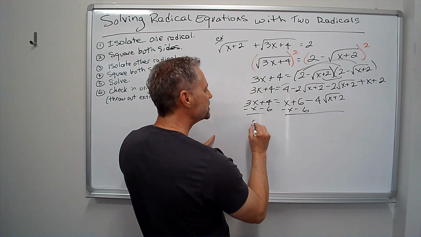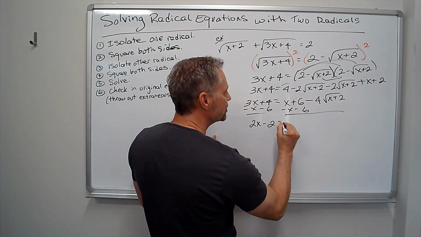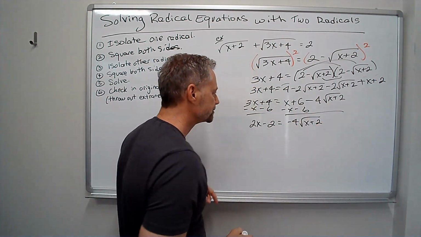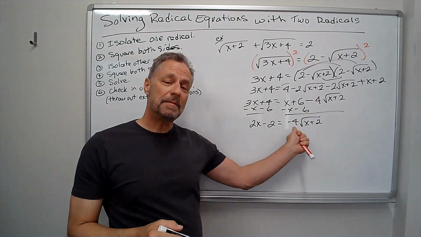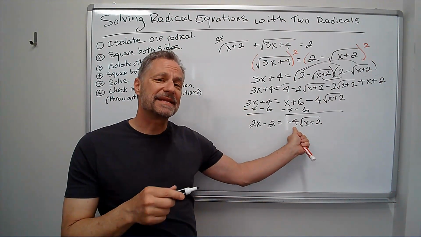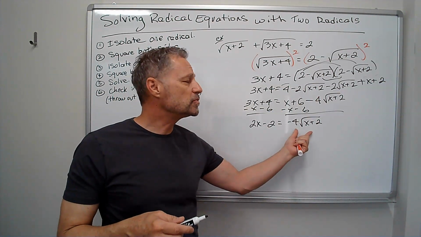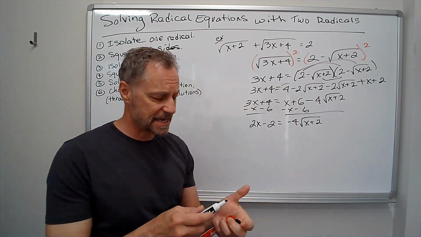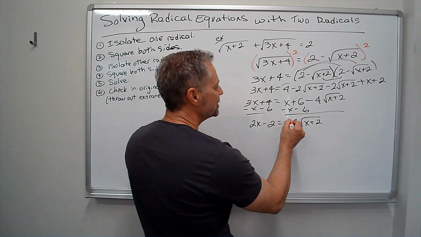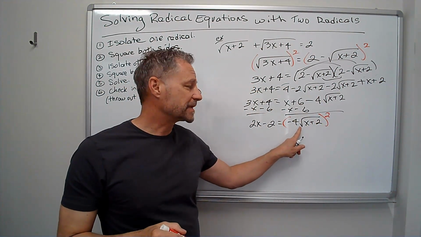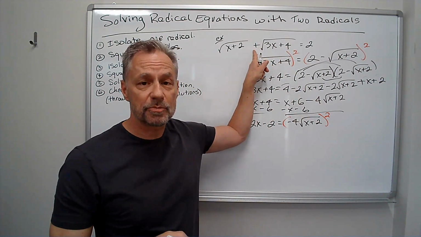So I get 2x plus 2x minus 2 rather equals negative 4 and then the square root of x plus 2. Now, sometimes if I divide both sides by the negative 4, it goes into these evenly, and you may want to do that. You don't need to, because when they're multiplied together, I can just square both sides, and it squares each piece individually. So I can do that with multiplication. I just can't do that with addition or subtraction.